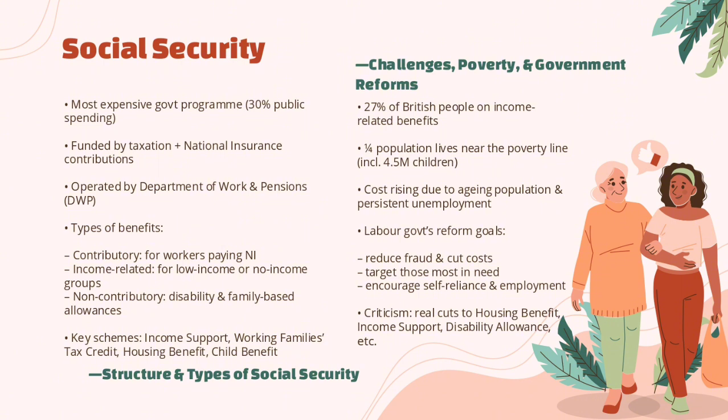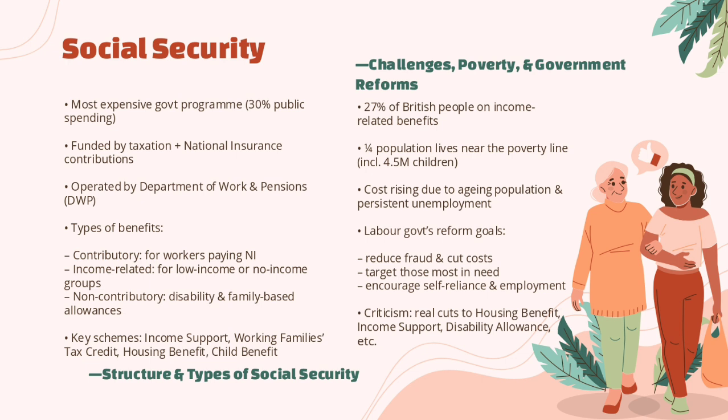Challenge of poverty and government reform. 27% of British people are on income-related benefit. A quarter of the population live near the poverty line, including 4.5 million children. Costs are rising due to an aging population and persistent unemployment. The Labour government's reform goals are to reduce fraud and cut costs, targeting those most in need and encouraging self-reliance and employment. Criticism also came, like real cuts to housing benefit, income support, and disability allowance, and so on.